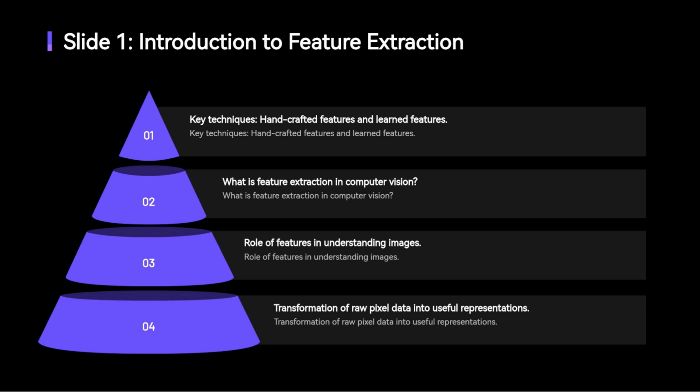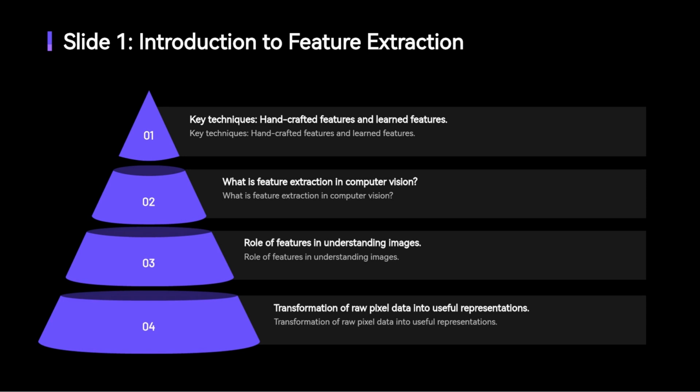In computer vision, feature extraction can be divided into two broad categories: handcrafted features and learned features. Handcrafted features were manually designed based on domain knowledge, whereas learned features are automatically discovered through algorithms, particularly deep learning techniques like convolutional neural networks, CNNs.